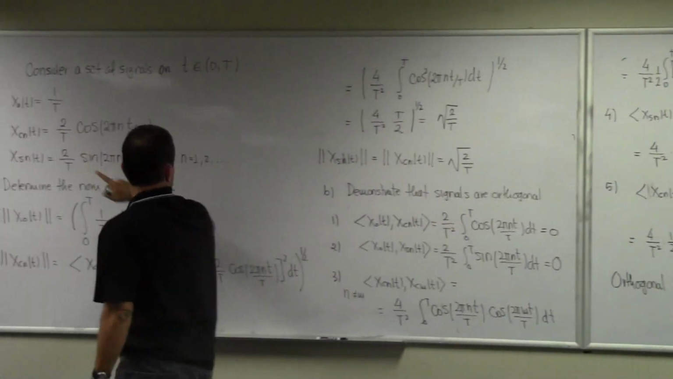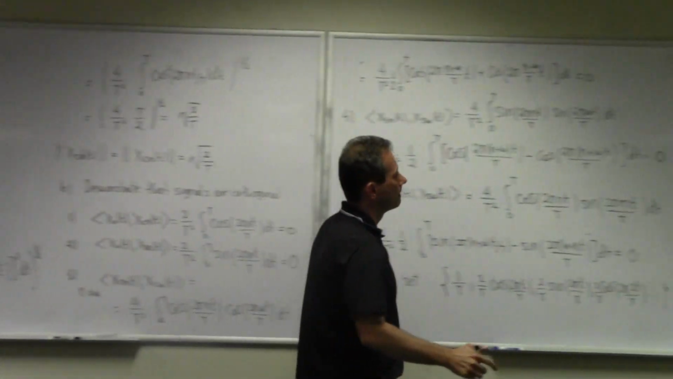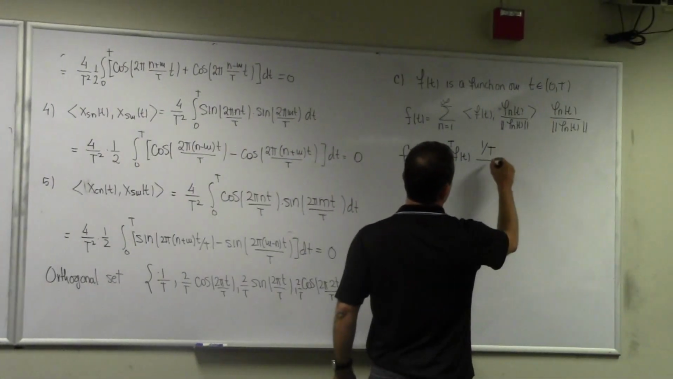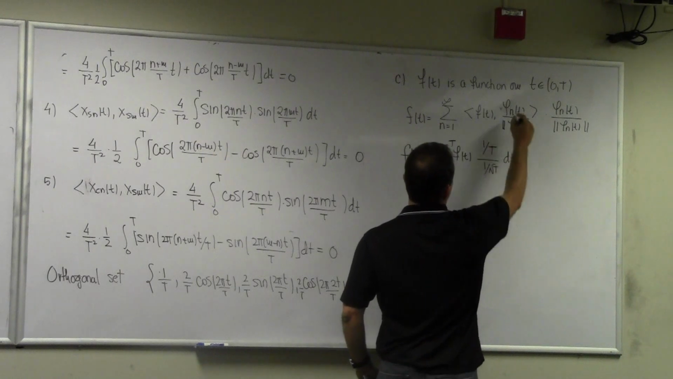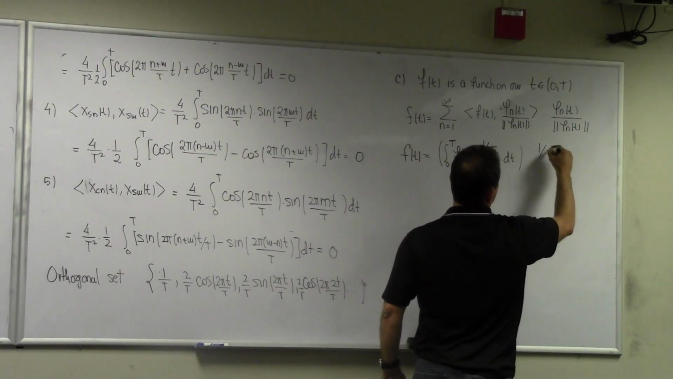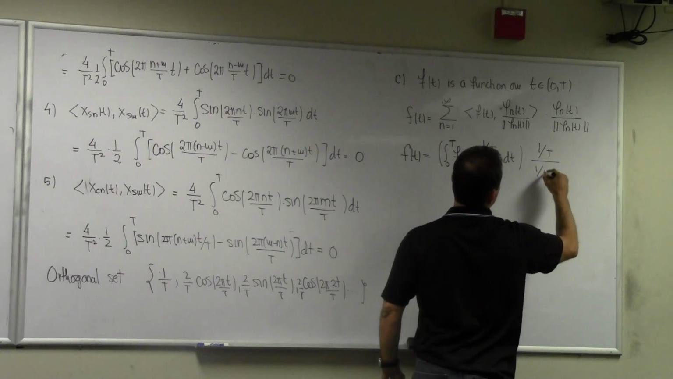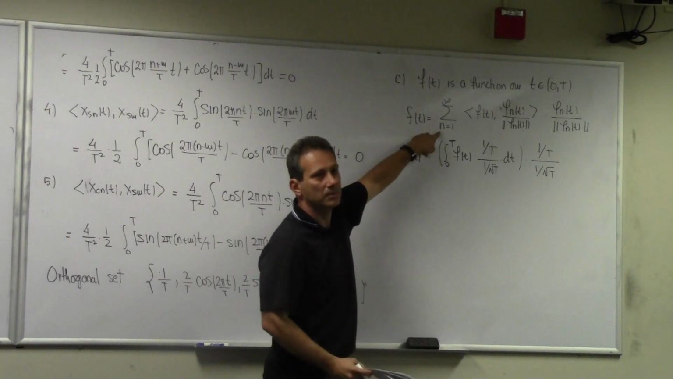But I need to divide by its norm, which is 1 over square root of T, to make it dt. So that's my first projection here. And I need to multiply that by the vector divided by its norm. Right? So that's my first term out of this sum here.